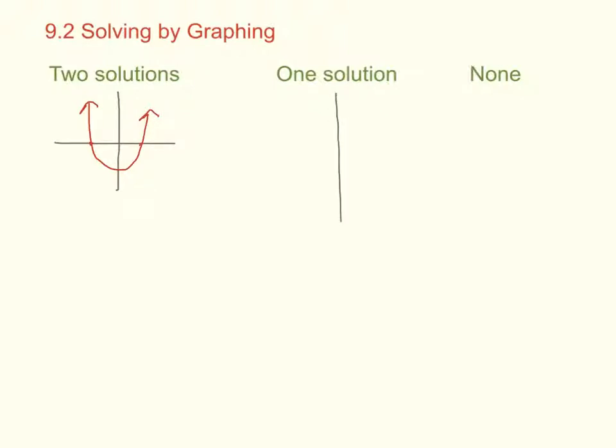Sometimes you're going to end up with something where it only crosses once. So it might be a graph that looks like this. So it just crosses in one little dot. Or you're going to have a graph where there are no solutions because it never crosses the x-axis. So it might look something like this.